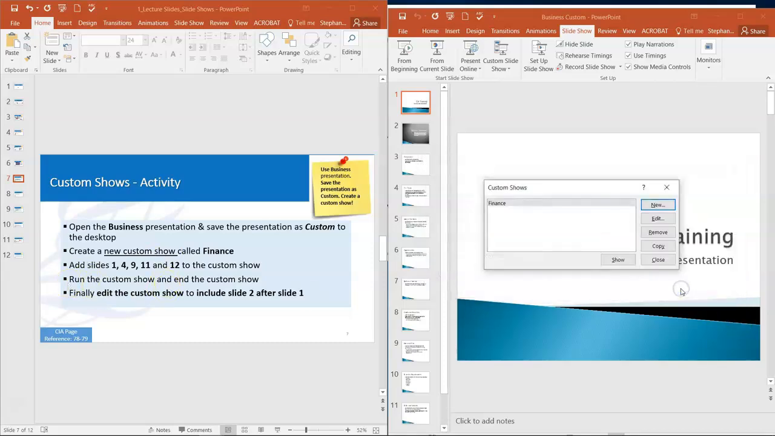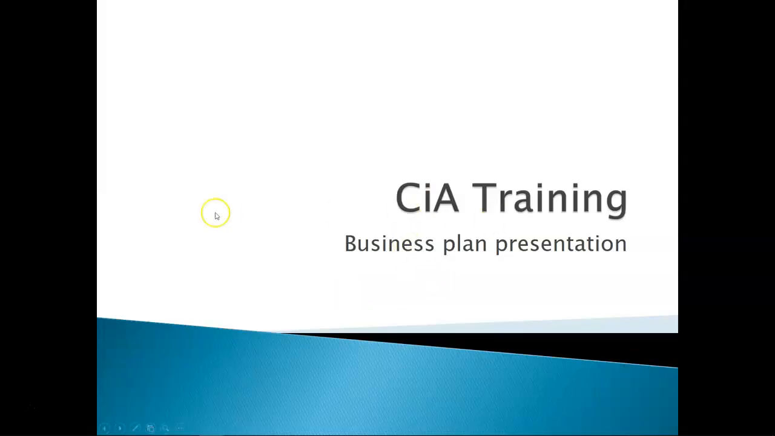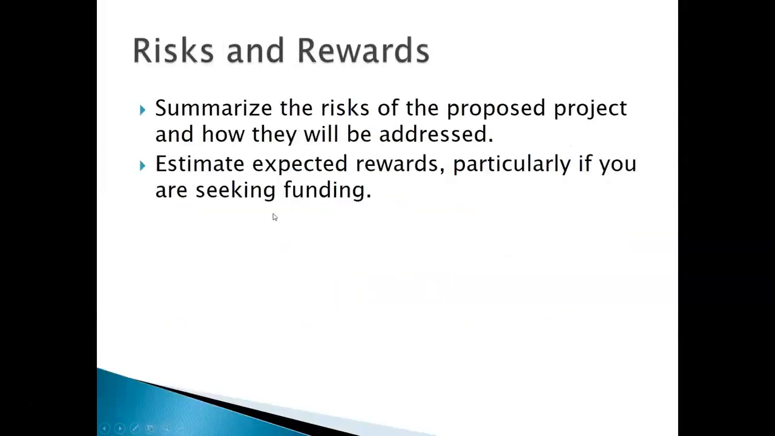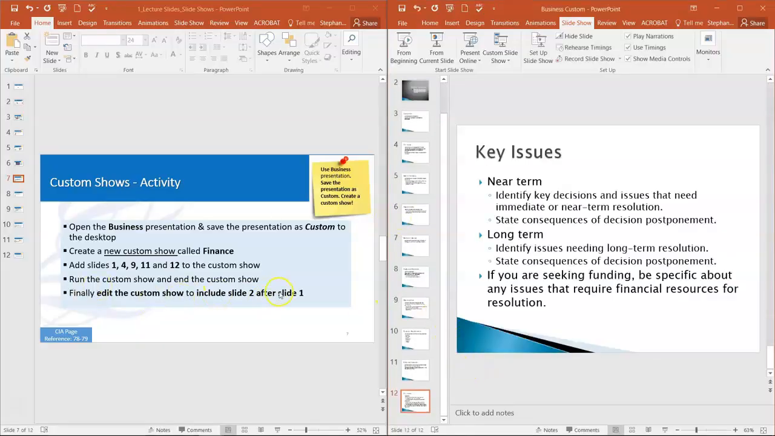So we'll OK, and we'll show. So it's coming up. I'll just change my displays again so you can see. So it's running it. So you just go down. So you run it. Escape, come out of it, and then ended it. So we've done that. Then finally, edit the custom show to include slide 2 after 1.